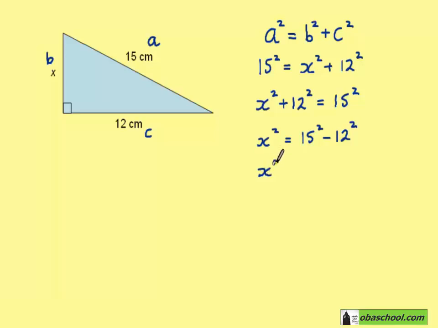Calculating, we then get x squared is equal to 81. Square rooting both sides gives x is equal to the square root of 81, and therefore x is equal to 9.